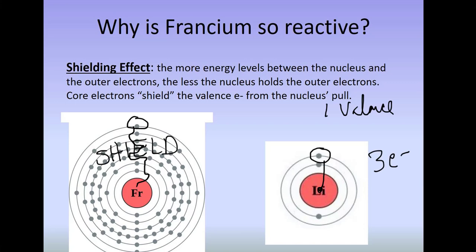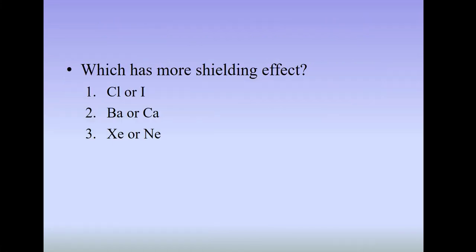So the nucleus's pull on that one valence electron is weakened. As a result, anything that is close to francium is able to rip that electron off francium. So this makes it extremely reactive. It's our largest atom, and it is our most reactive metal because of the shielding effect. All right, so let's look at which of these has more shielding effect. And again, the more shielding effect with your metals, the more reactive it's going to be.